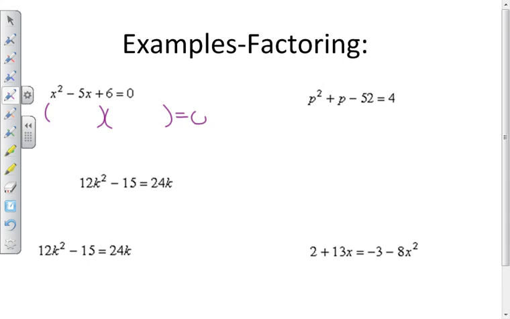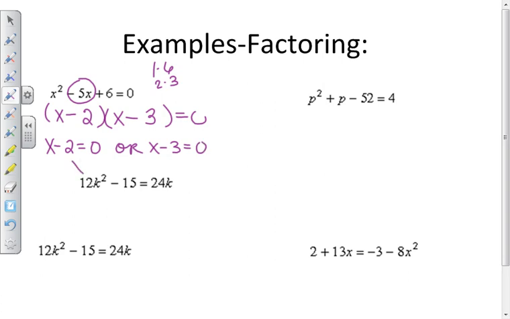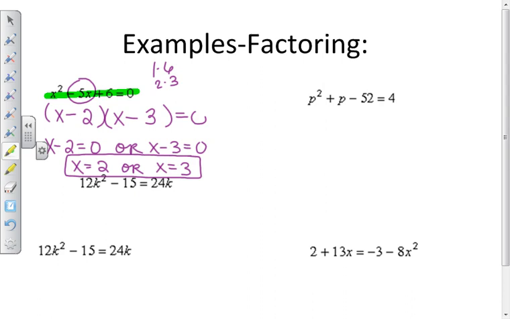If I have minus plus, that means I have minus minus. The factors of 6 that are going to add together to make 5 are obviously 2 and 3. Zero product property says that x minus 2 equals 0 or x minus 3 equals 0, and those are easy to solve. And so what we now know is that this parabola crosses the x-axis at 2 and at 3. That's how the equation, the algebra, and the graph all work together.